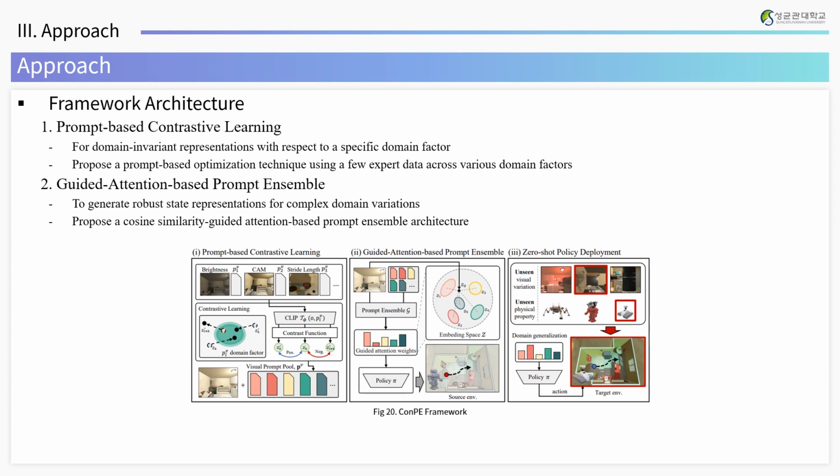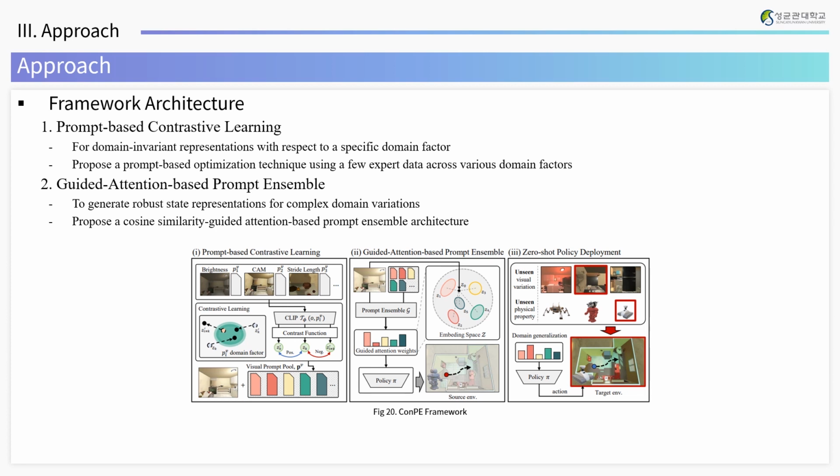This technique involves training prompts to enhance the performance of the CLIP visual encoder for each domain vector, employing a contrastive learning objective. And to generate robust representations for complex domain variations, we propose an attention-based ensemble module. With the parameters of all trained prompts fixed, the ensemble module and policy are jointly trained within a few online source domains.